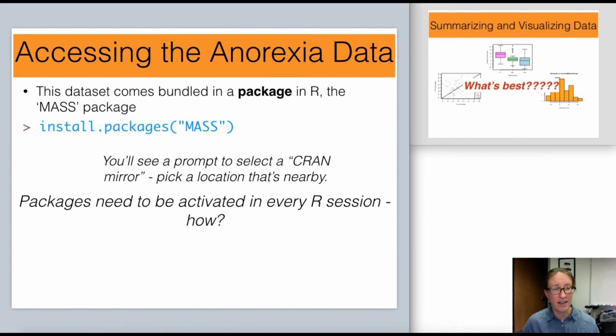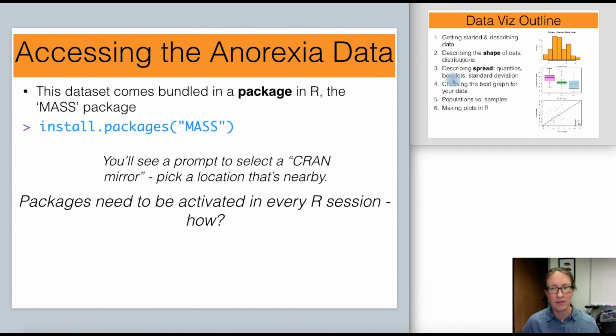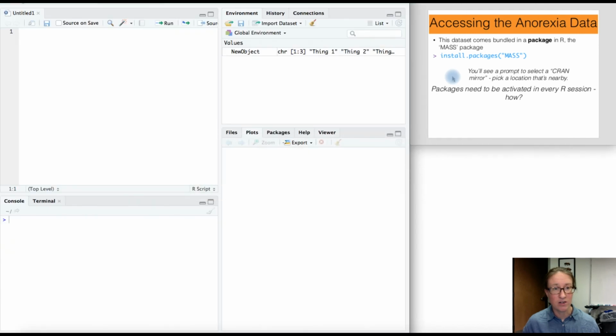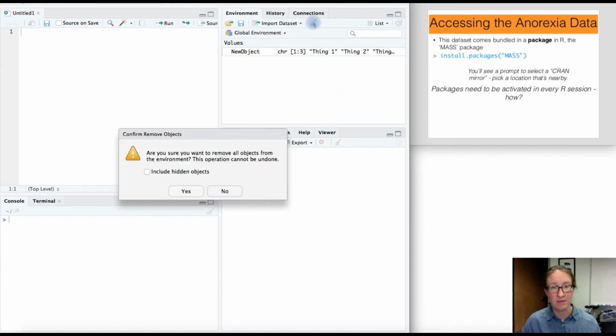And that's part of why I have kind of a funky screen layout right now, because I'm going to show these slides in miniature up in the corner, so that we can see the slides and we can also see RStudio at the same time. So over here now in RStudio, the anorexia data come bundled in a package in R called the MASS package.